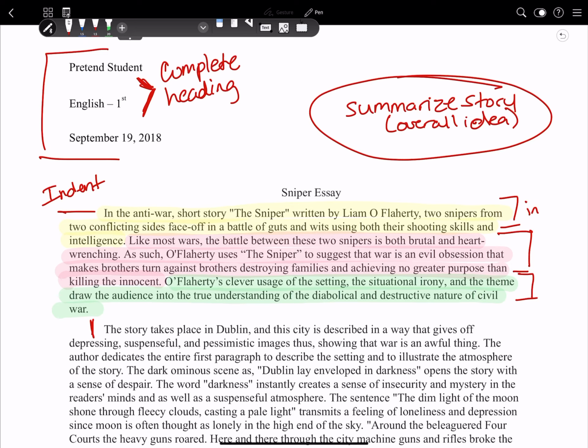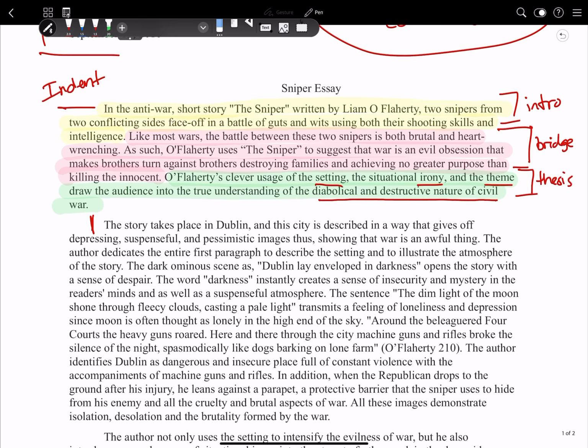We have an intro, a bridge, and a thesis. This too is what you're trying to go for. And of course, with your thesis, you want 3 specific things you're going to focus on, and then you want a specific opinion. Okay? So now let's look at her second paragraph and what is going on there.